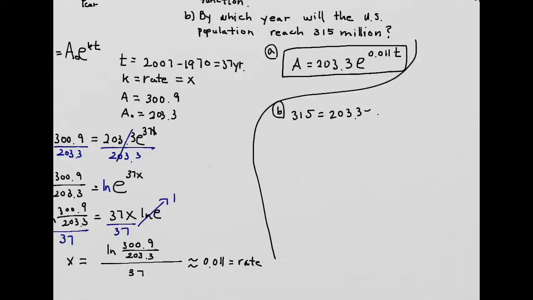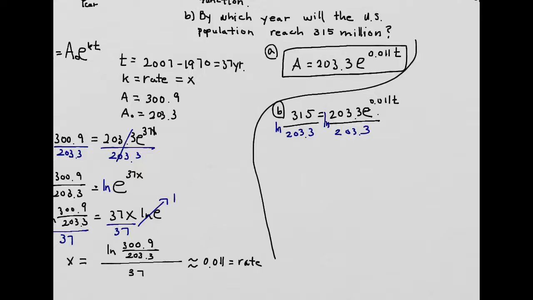So in that formula, we're going to replace with 350 million, but we're still looking for the time. So we're going to divide both sides by 203.3. And then you're going to take the natural logarithm of both sides so we can bring down the exponent.